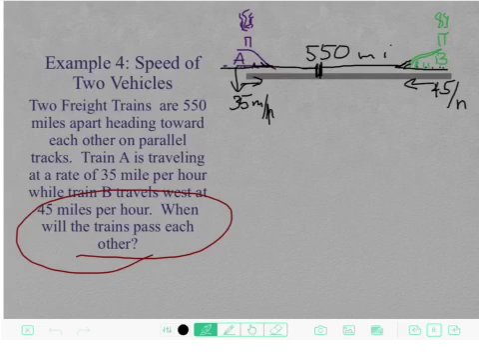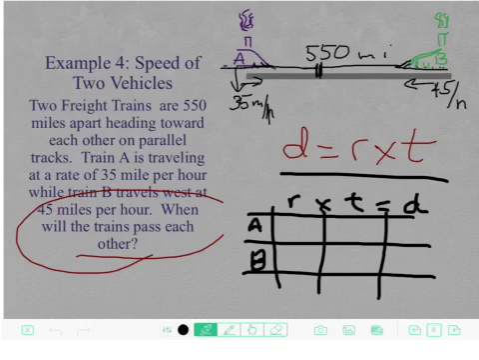So how we can do that is to consider the way that rate, time, and distance relate to one another. And we know that distance is equal to rate times time. So here's what we're going to do with this concept: we're going to set up a little chart. The A refers to train A, B refers to train B, R refers to the rate of train A in this box, and that rate is 35 miles per hour. The rate of train B is 45 miles per hour, and what we're thinking about here is the time.